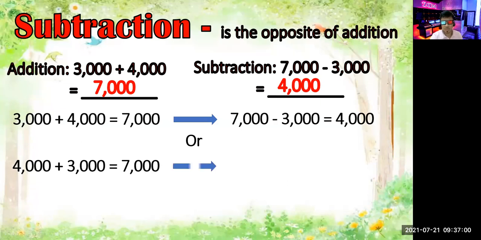Or here, at first we write 7,000 minus 3,000 is equal to 4,000. Or we change the numbers, 4,000 and 3,000: 7,000 minus 4,000 is equal to 3,000. So it is a mirroring. Okay, so subtraction and addition go together. When you check your answers, you can use subtraction. And if you check the answer of subtraction, you can use addition.